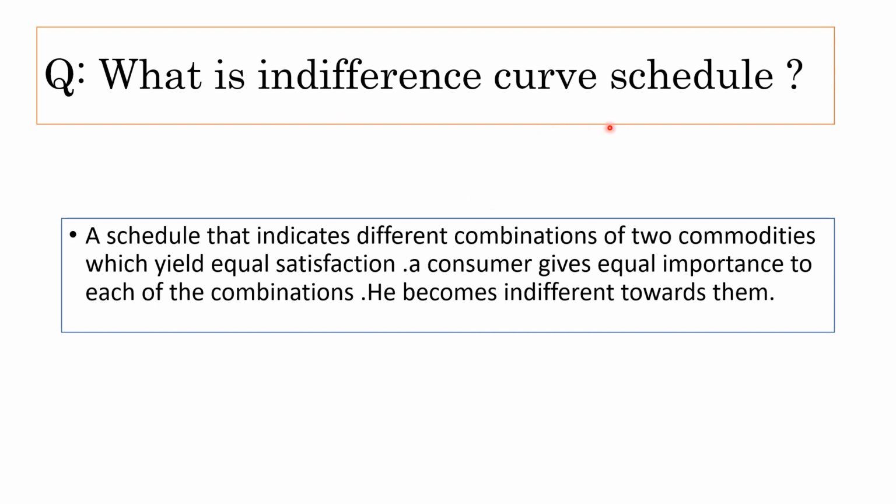Now, next point is, what is indifference curve schedule? This is a schedule. Schedule means a table that indicates different combinations of two commodities that yield equal satisfaction. When you are representing that curve in the form of a table, it will be called indifference curve schedule. Just as you have demand curve and demand schedule, the same way indifference curve, when it is represented in the form of a table, will show different combinations of two commodities, and the word indifferent, now you know, means equal satisfaction. Equal satisfaction means equal importance given by the consumer, and therefore he is indifferent towards them. He is considering both of them the same.